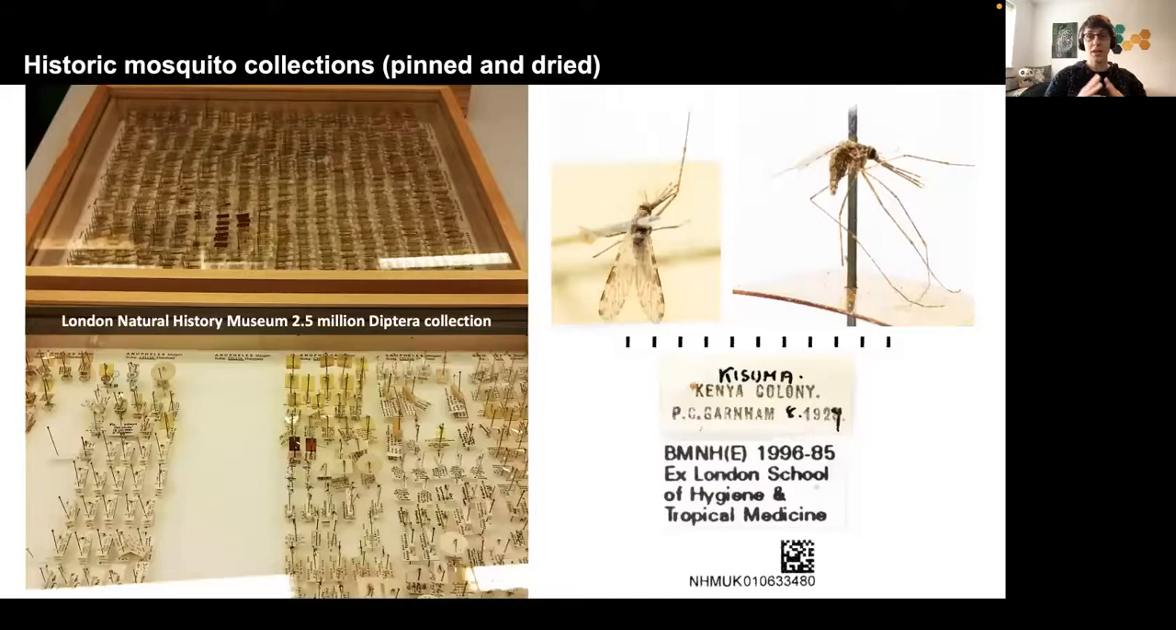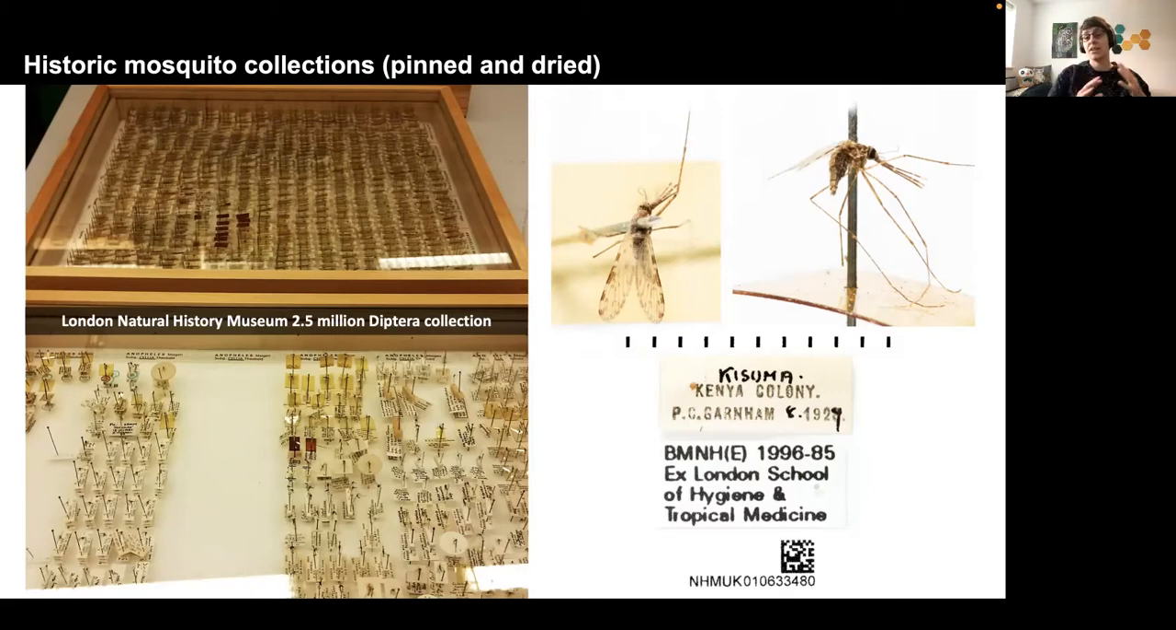And lucky for us, people have been collecting malaria-transmitting mosquitoes for the last 100 years, since it was discovered that mosquitoes transmit malaria parasites. And these can be found in historic archival collections. The adult mosquitoes are typically pinned and dried. And here on the left are just 2 boxes from the London Natural History Museum, which houses 2.5 million fly specimens. Just a very small subset of that are actually mosquitoes.